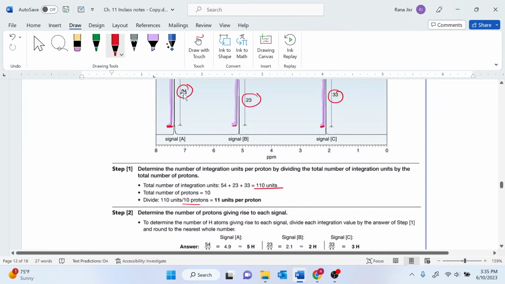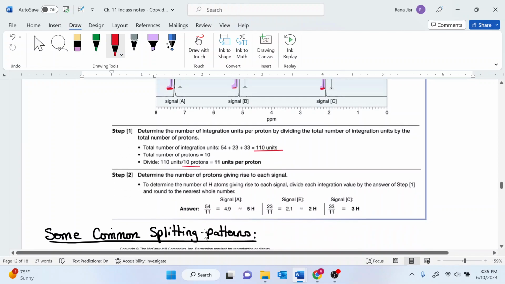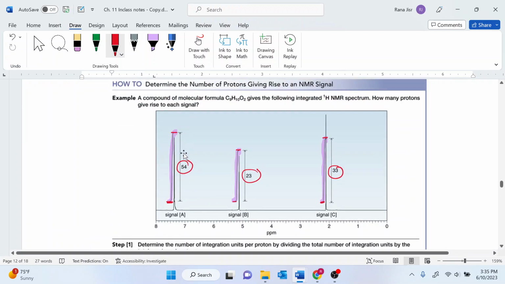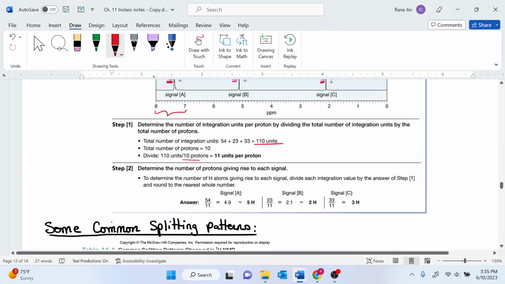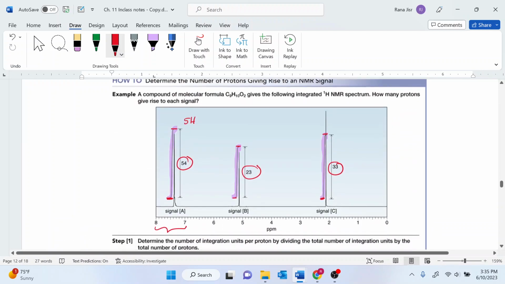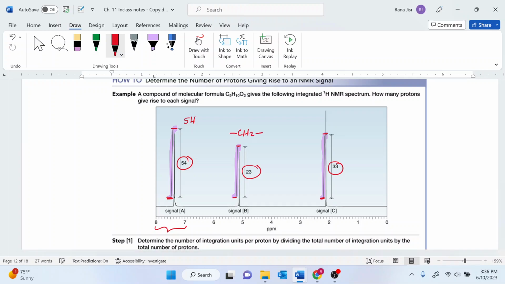And then you take each of those numbers and divide them by the number of units per proton, round to the nearest whole number, and then you will end up getting the number of hydrogens that correspond to every signal. So for example, signal A over here is going to correspond to 5 hydrogens. I know it's between 7 and 8, so I know that definitely this is a benzene and it's a monosubstituted benzene. Signal B corresponds to 2 hydrogens. So if it's 2 hydrogens, then I know that this is a CH2.